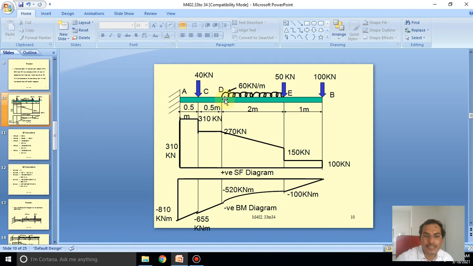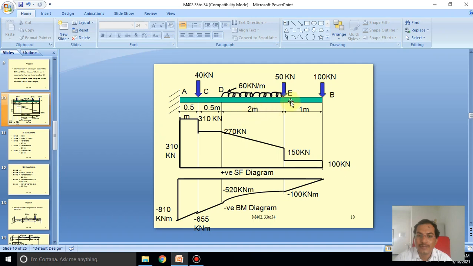However, at the point D there is a UDL load, and on the left side there is no load. At point C there is 40 kilonewton, and the distances are given in the example: from A to the fixed point 0.5, and from the fixed point to D 0.5 plus 0.5.